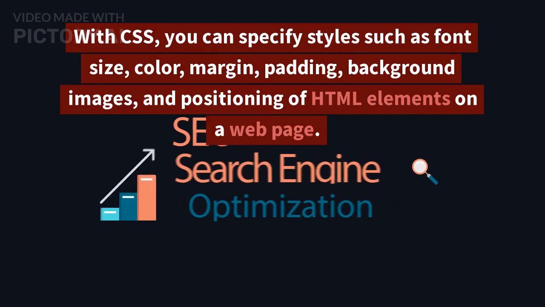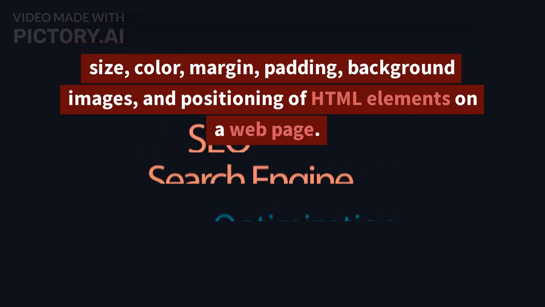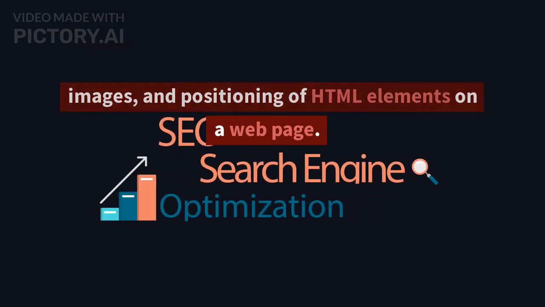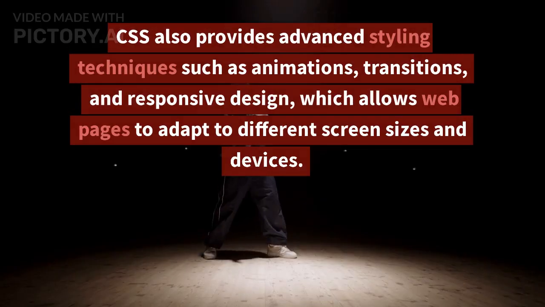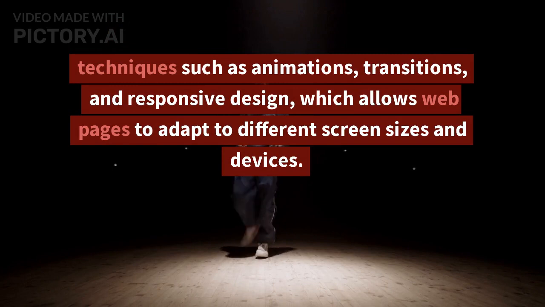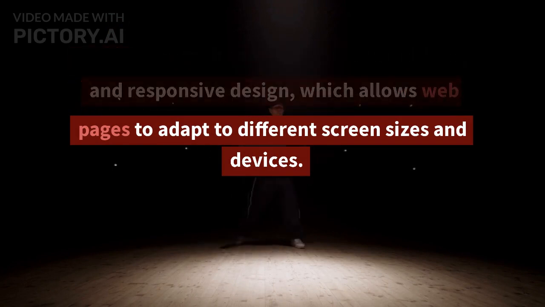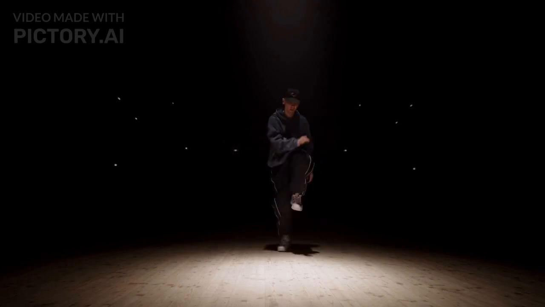With CSS, you can specify styles such as font size, color, margin, padding, background images, and positioning of HTML elements on a web page. CSS also provides advanced styling techniques such as animations, transitions, and responsive design, which allows web pages to adapt to different screen sizes and devices.